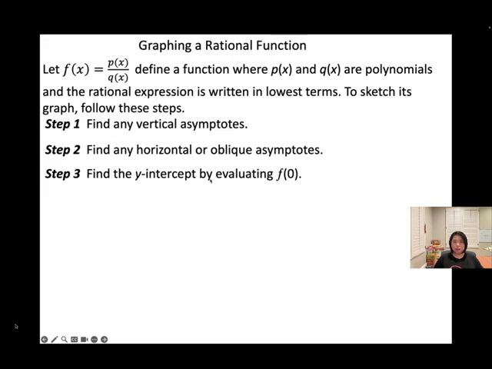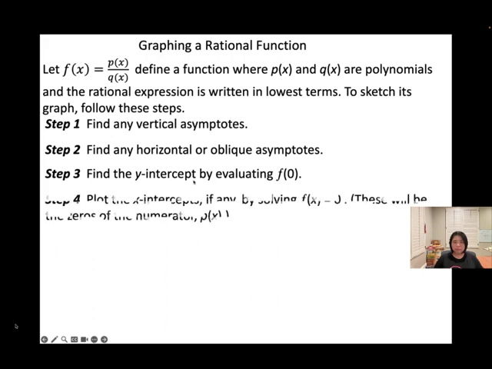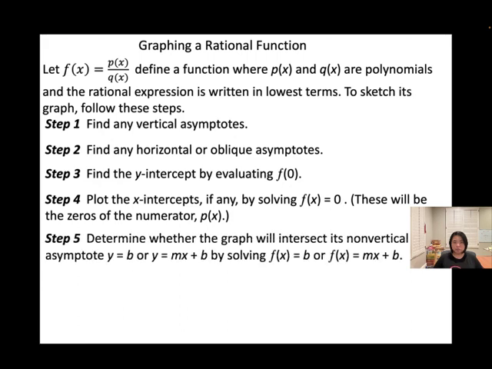Find the y-intercept by evaluating f of 0. So we're going to plug in x equal to 0 and find out the y. That will be your y-intercept. And then find the x-intercept. This time we're going to set f of x equal to 0 and then solve for your x. Determine whether the graph will intercept its non-vertical asymptote, y equal to b or y equal to mx plus b, by solving f of x equal to b or f of x equal to mx plus b.